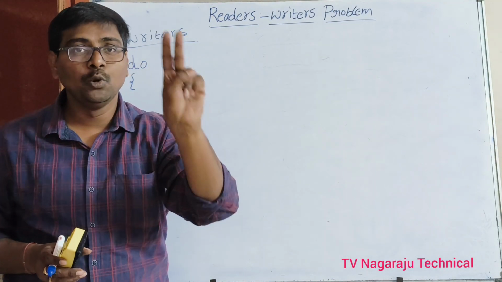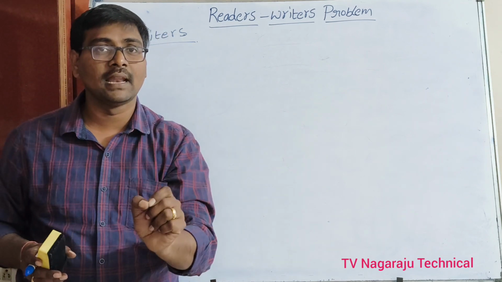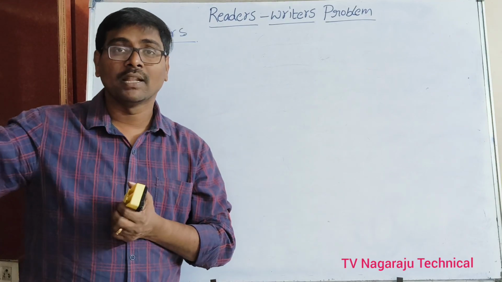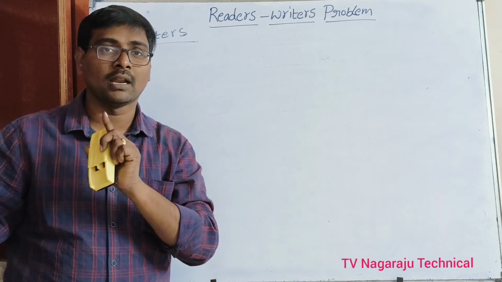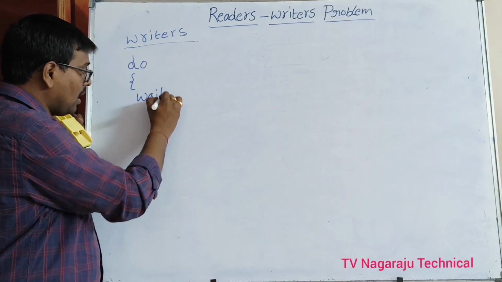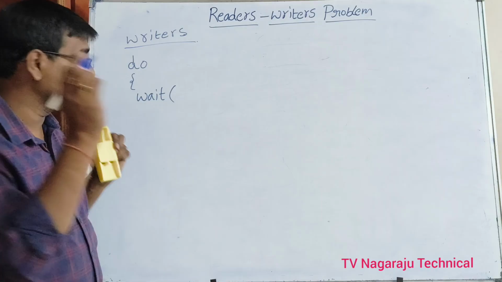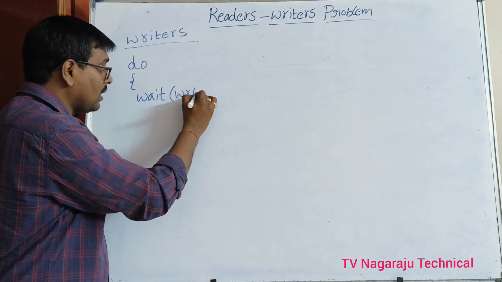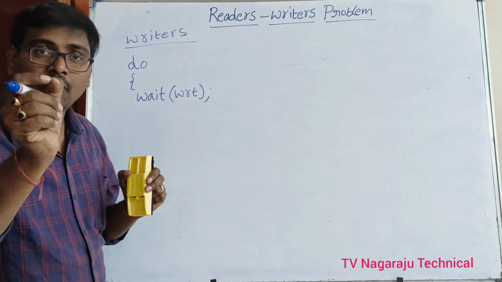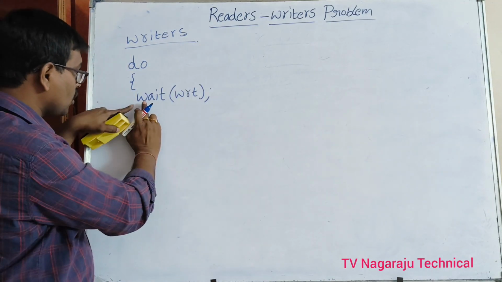Semaphores have mainly two operations. One is the wait operation, the second is the signal operation. The wait operation is used to test whether the critical section is free or not. Clear? Now what am I doing? Wait of the semaphore that is shared by both the readers and writers, WRT. Now understand. Initially, the value of WRT is equal to 1. Suppose this is the first time.